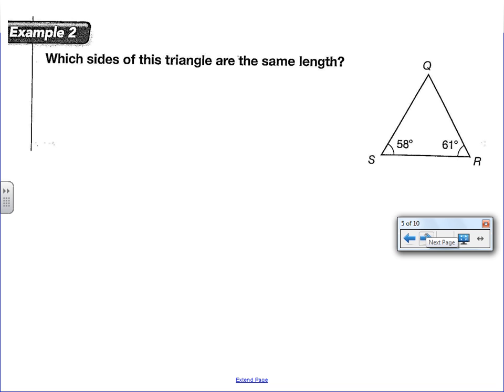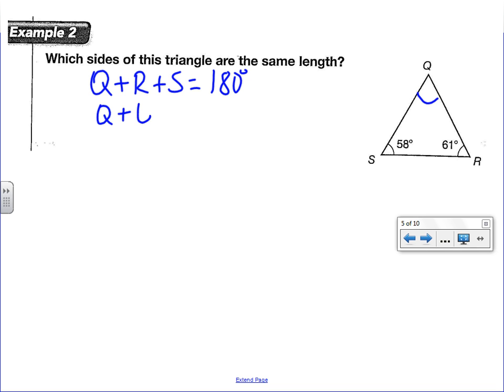Which sides of this triangle are the same length? Okay, so we need to know what angle Q is. Once again, Q plus R plus S has to equal 180 degrees. So we don't know Q. We know that R is 61 degrees, plus S, which is 58 degrees, has to equal 180 degrees. So we can now take 61 plus 58 to get us 119.